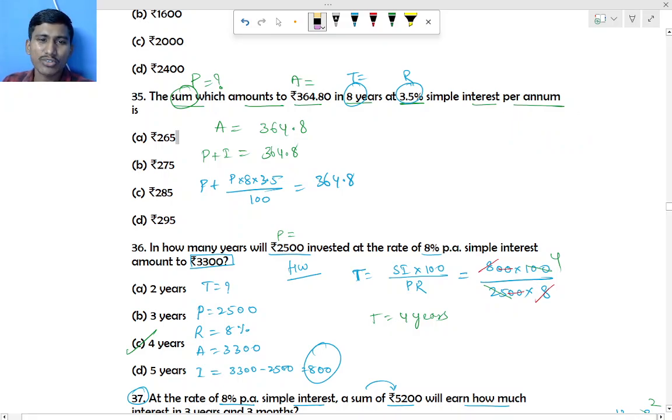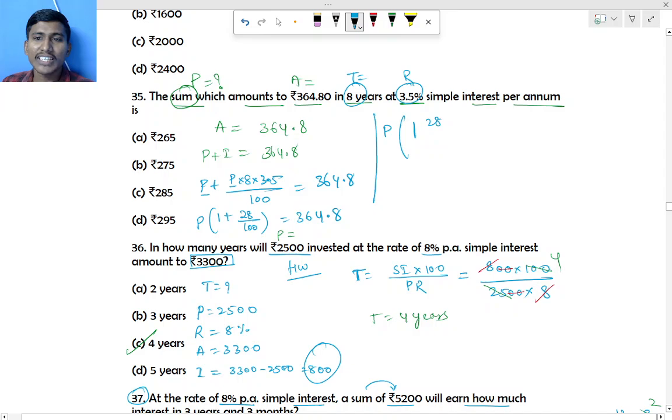Now I told you to take P common. P is the same here and here. If you take it outside, it will come like this. P is common, so 1 is P. If you take it outside, it will be 1 here, plus 8 into 3.5. 8 into 3.5, how much is the answer? 7 fours are 28. 28 will come as the answer, so divided by 100 is 364.8.